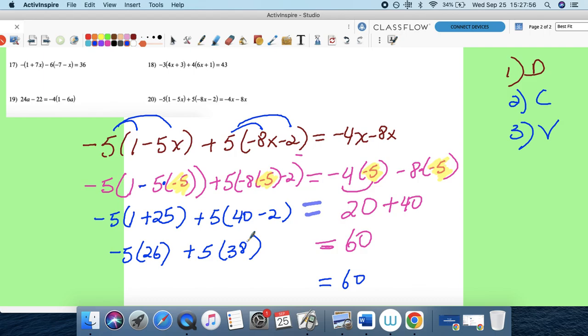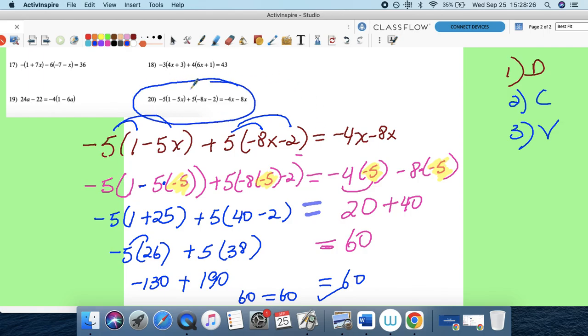So 5 times 26 is going to be, well, it's negative because it's negative times the positive. So negative 130. Plus 5 times 38, which is going to be 190. Right? And if you do negative 130 plus positive 190, you indeed get 60, which equals 60 on the other side. That would be the correct answer. So this is a little bit too much. I don't think you're going to see something that size on your quiz, but if you can do this, the other ones will be really, really easy.